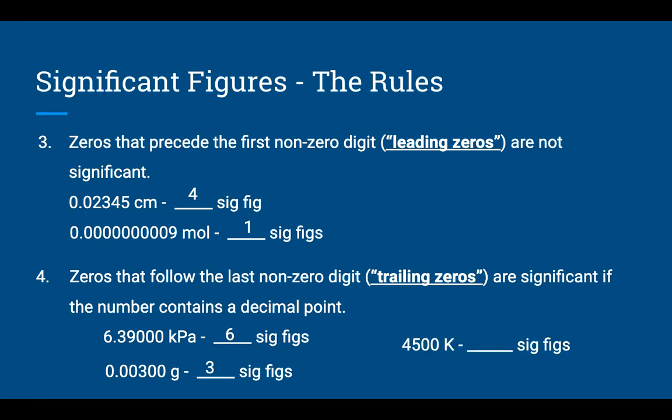One more example, 4,500 Kelvin, which is a unit you may or may not have experienced before. That's a measurement of temperature. So 4,500, there's no decimal point here, so this only has 2 sig figs. Those zeros don't count because they have to be there because the number is 4,500. It's not 45, we can't take them away. They're just holding place. So that's 2 sig figs.